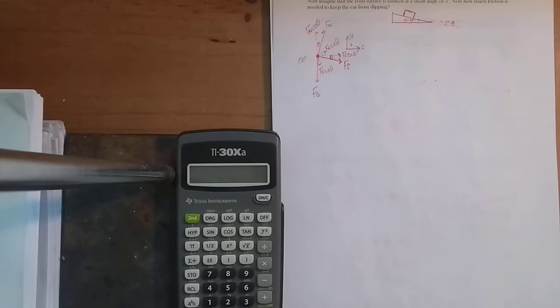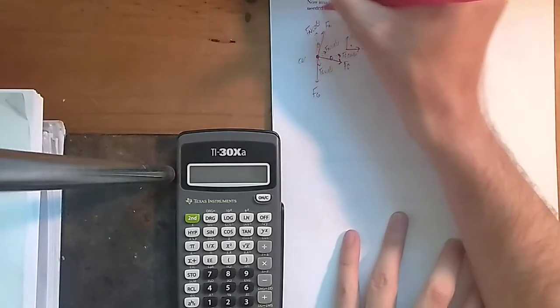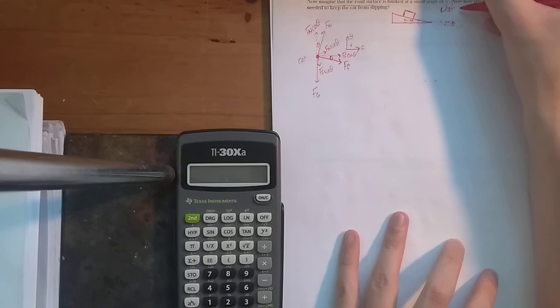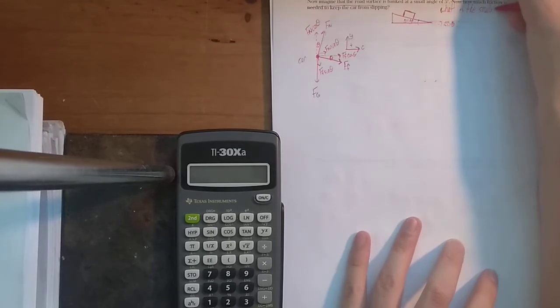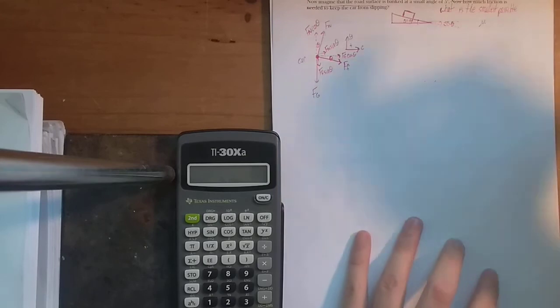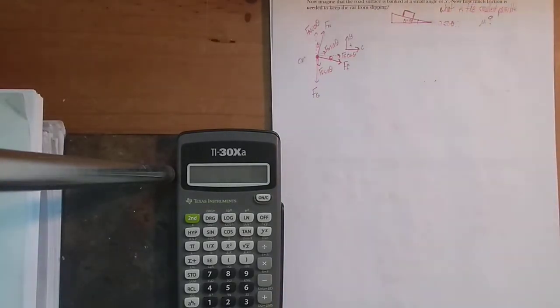What we're going to do now, and by the way, it says how much friction is needed to keep the car from slipping. That's not really the question I'm trying to ask here. I'm really trying to ask what is the smallest possible mu to allow the car to go around this curve in these conditions. Before it was 1, now we're going to see if that changes at all.